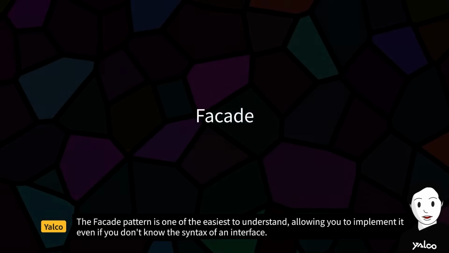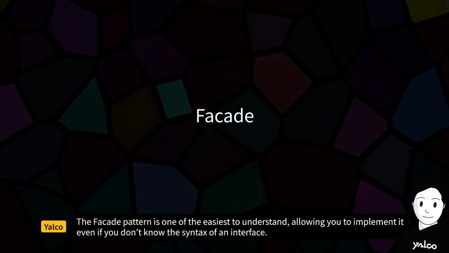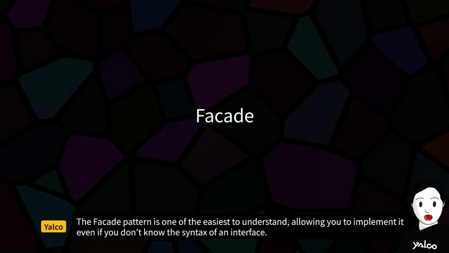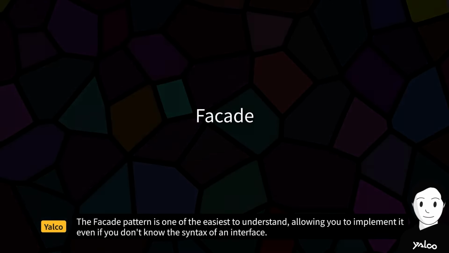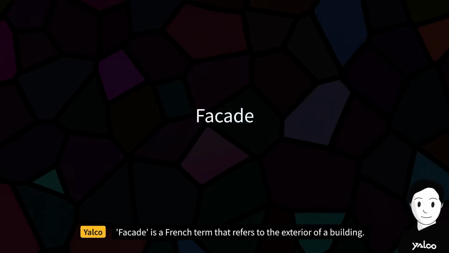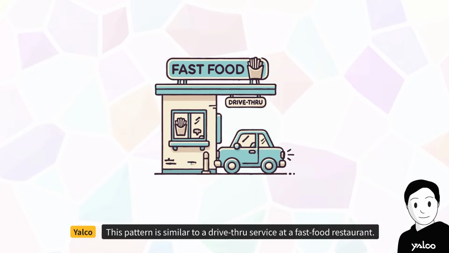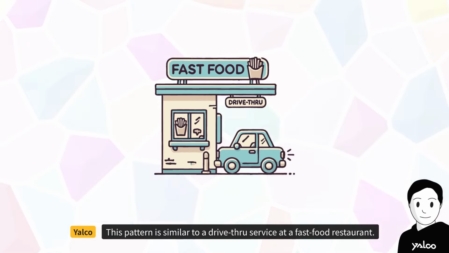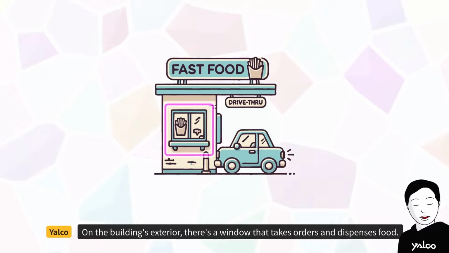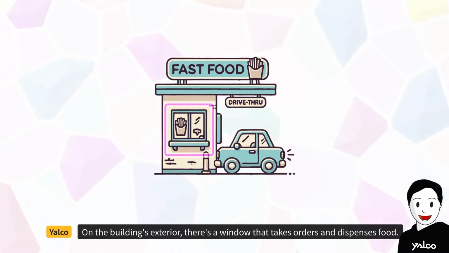The facade pattern is one of the easiest to understand, allowing you to implement it even if you don't know the syntax of an interface. Facade is a French term that refers to the exterior of a building. This pattern is similar to a drive-through service at a fast food restaurant. On the building's exterior, there's a window that takes orders and dispenses food.